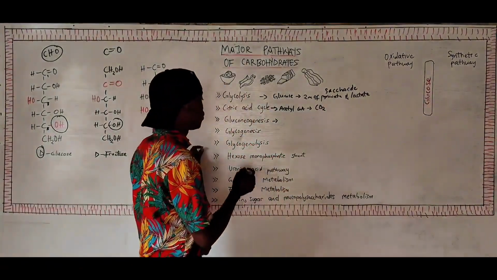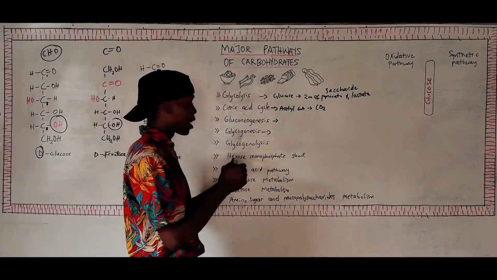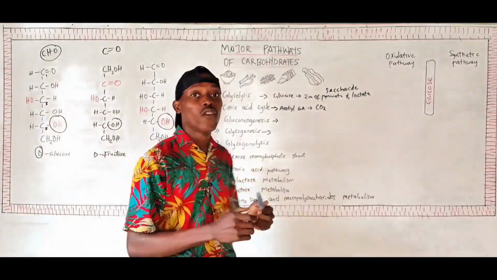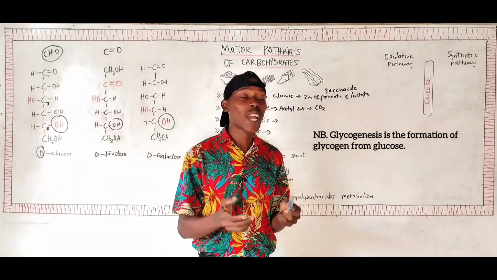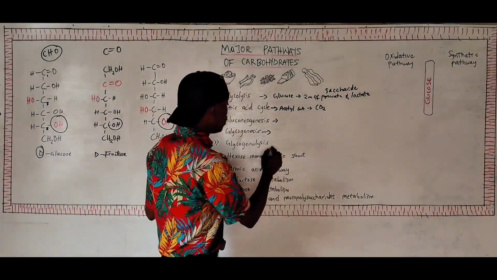So moving on to the next pathway, which is glycogenesis. Glycogenesis is the formation of glycogen from glucose. So moving on to the next pathway, we have glycogenolysis.